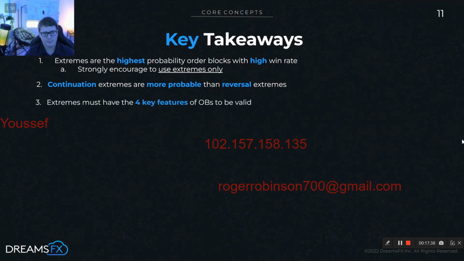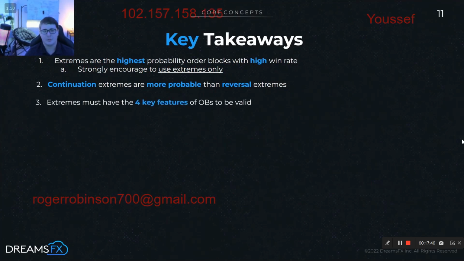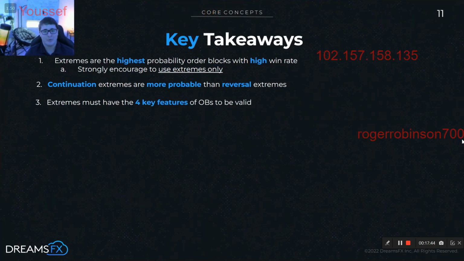Extremes must have the 4 core features of order blocks to be valid. All of them do. All of them need to sweep liquidity, have liquidity line before them. That is a later section, and the second or third section of this core concepts course.